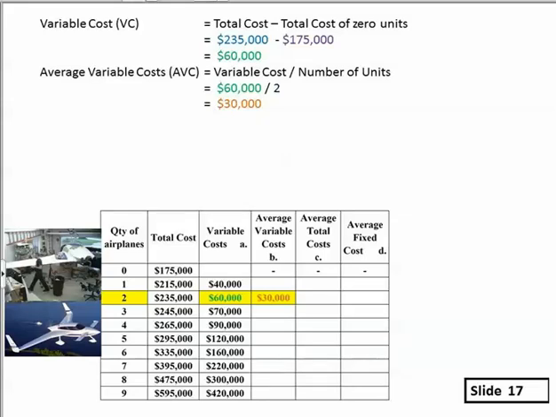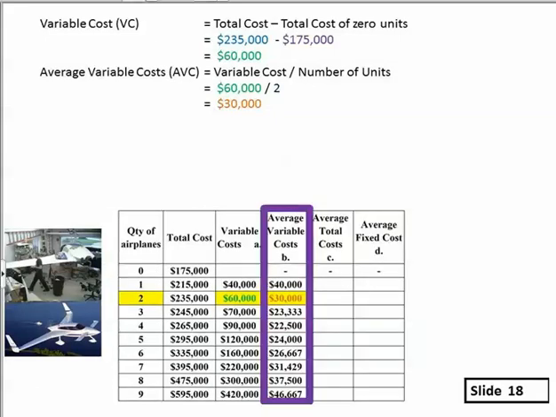Okay, another number we want to compute. Once we know what our variable cost is, we want to compute what our average variable cost is. Well, average variable cost, we're going to take what we found for our variable cost, and we're going to divide it by however many units we're producing to get our answer. And so we see it up here. We divide our variable cost of 60,000 by the 2, and we get our answer. Okay? If we repeat that process for the rest of the numbers in the column, we can complete that column.